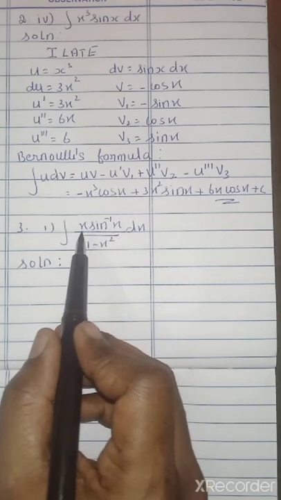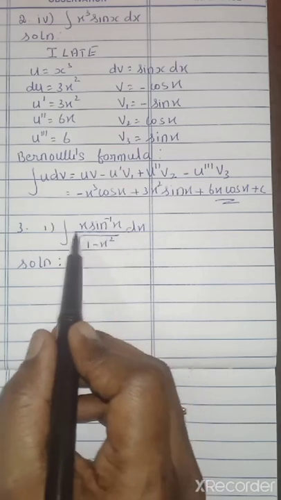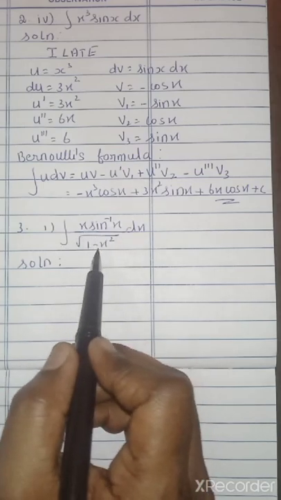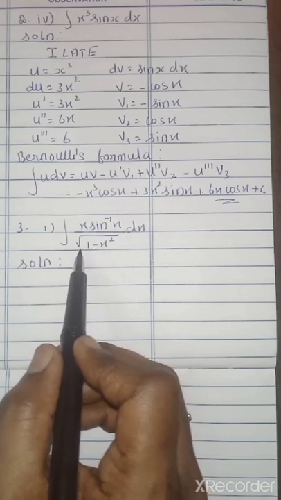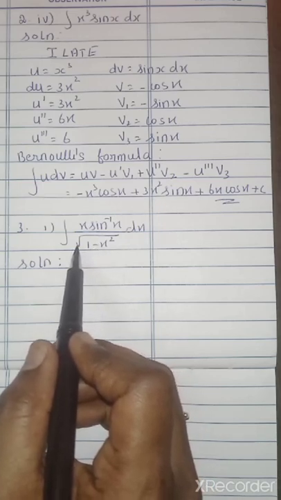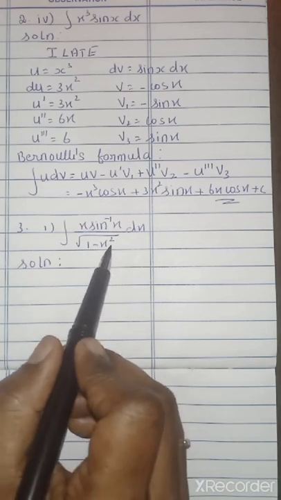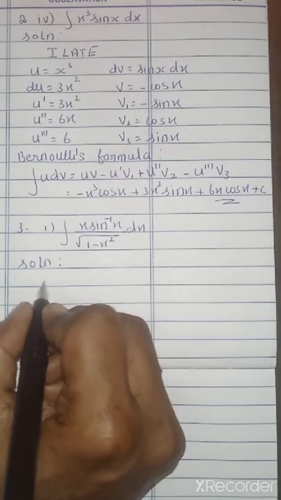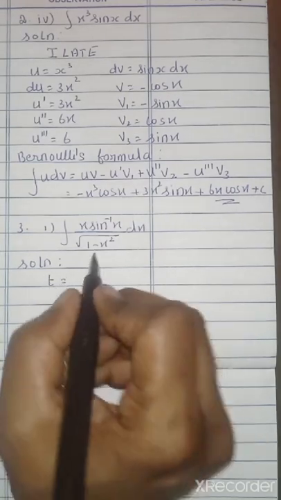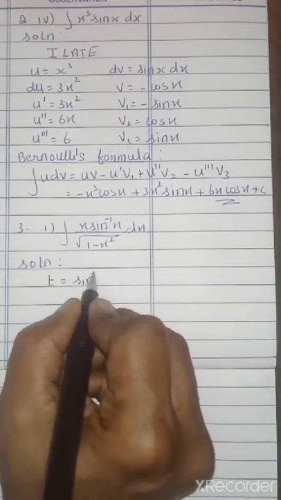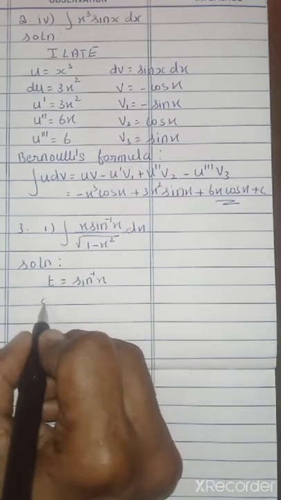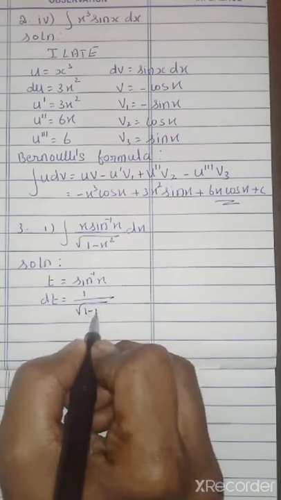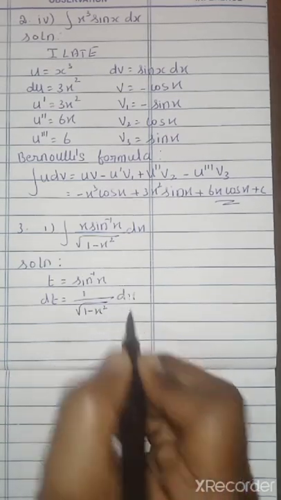This is not in the correct form. It is not in the two-function form. Here we have x sin inverse x divided by root of 1 minus x square, so we can't use integration by parts directly. First we use the substitution method, then integration by parts. For that, let t equal sin inverse x. Differentiating, dt equals 1 by root of 1 minus x square dx.